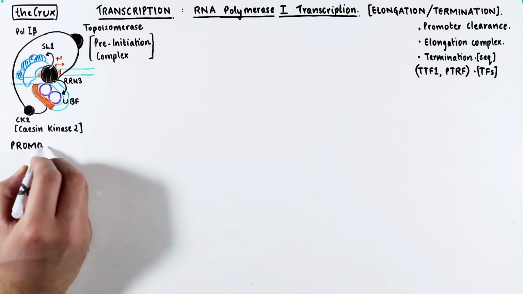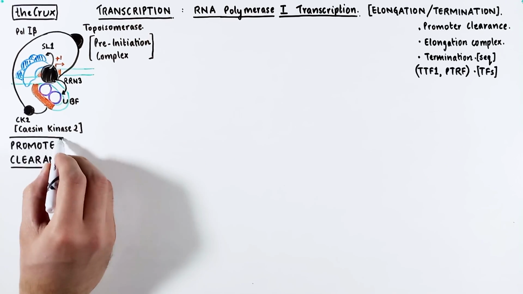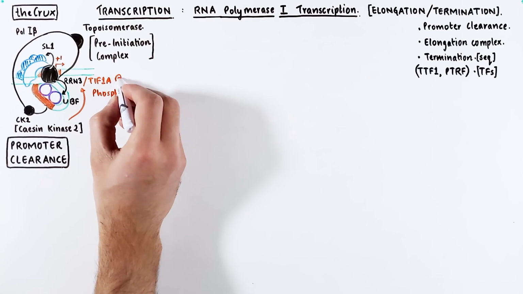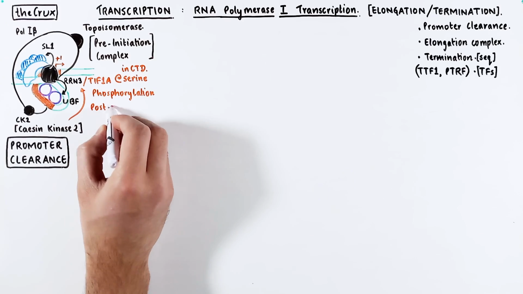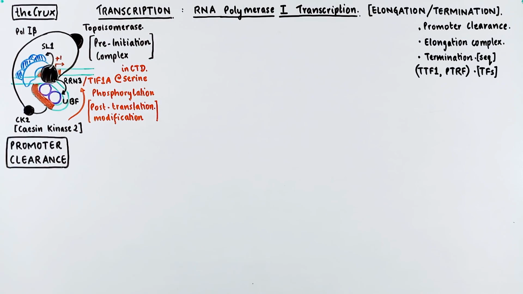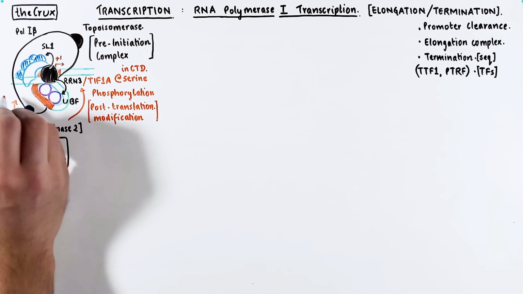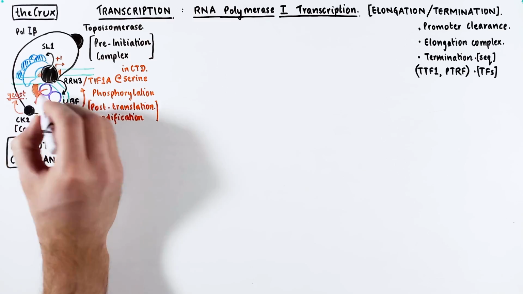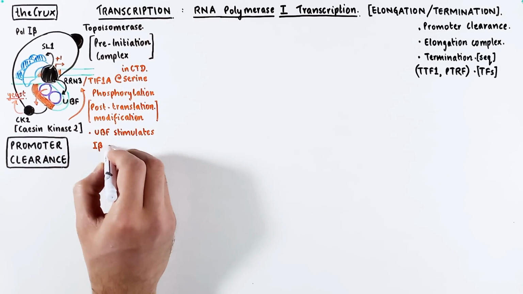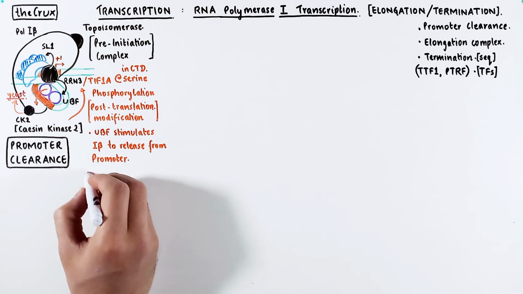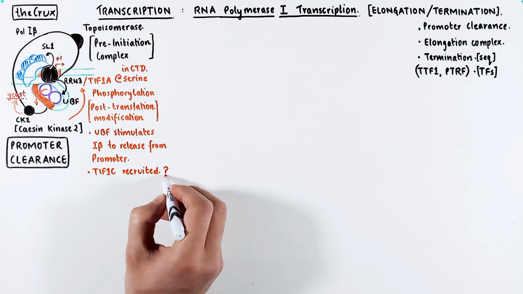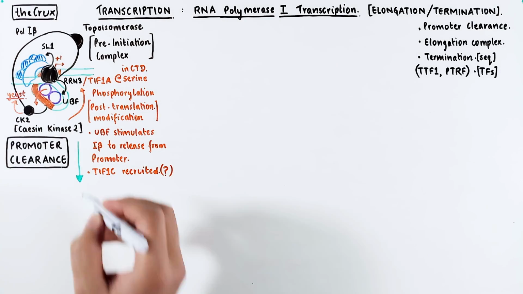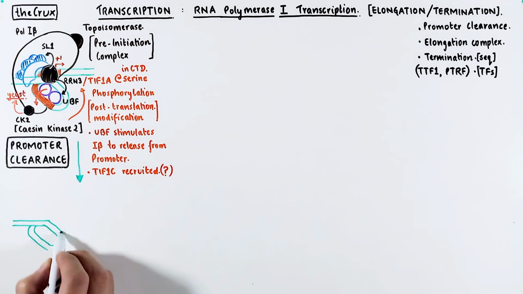Now, in order for the polymerase to move away from the promoter, or clear the promoter, the enzymatic factor casein kinase 2 phosphorylates rRN3, also known as TTF1A, at the serine in its C-terminal domain. This is a type of post-translational modification that we have seen in multiple other processes as well. In yeast, the CK2 also phosphorylates some subunits of the polymerase, but it doesn't appear to do that in mammalian systems as much. In addition to all this, the UBF also stimulates the polymerase 1 beta to release from the promoter. And in some cases, transcription intermediary factor 1C is also required for promoter clearance. But its exact function in the transcription is sort of unclear. In any case, all of these processes and interactions come together and release the polymerase from the promoter.